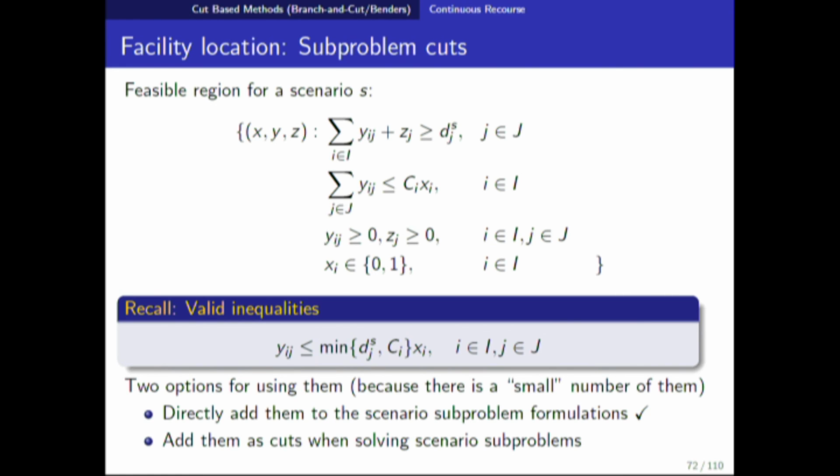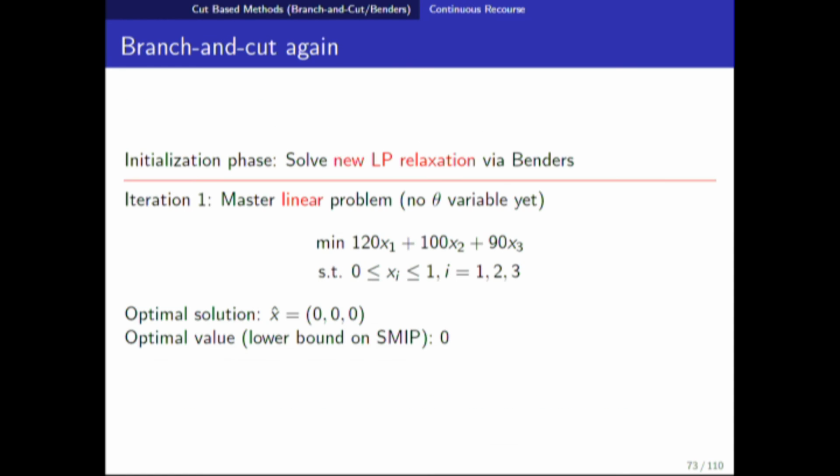So I'm just going to directly add them to my formulation, and I have a bigger subproblem formulation. Okay. So let's see how this algorithm changes when I do that. I'm going to start again. I'm just going to go through the LP relaxation. So I'm going to solve the LP relaxation using this subproblem, which I've enhanced with these redundant constraints, these valid inequalities in the subproblem.